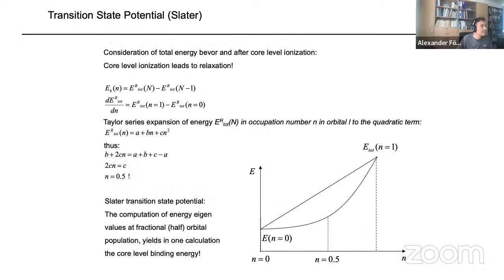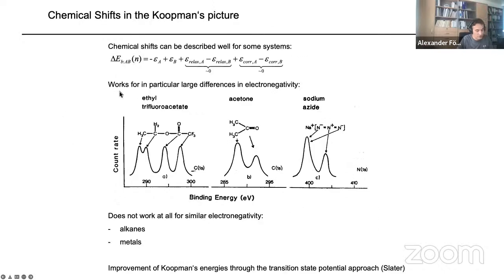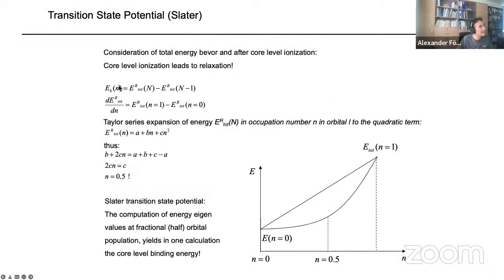And in literature, you find a way which is equally powerful, which is related to that, which is basically an idea which was postulated by Slater and which is used on a daily basis, which is the Slater transition potential method.